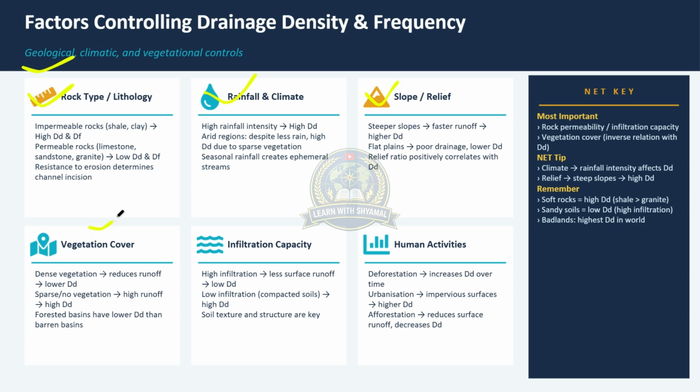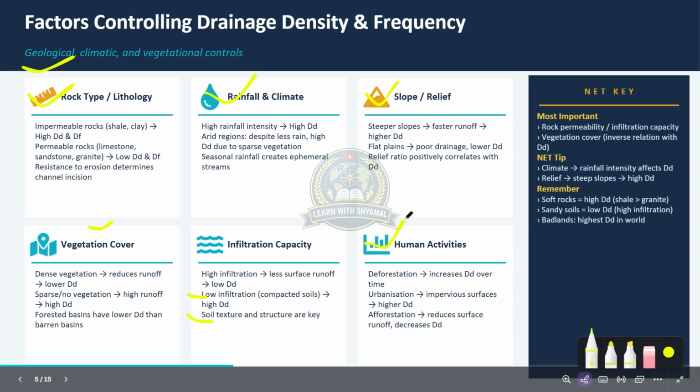Vegetation cover reduces runoff, so lower drainage density. Sparse or no vegetation means high runoff and high drainage density. Forested basins have lower drainage density than barren basins. Infiltration capacity: high infiltration means less surface runoff and low drainage density. Low infiltration means compacted soils, which means high drainage density. Soil texture and structure are key.